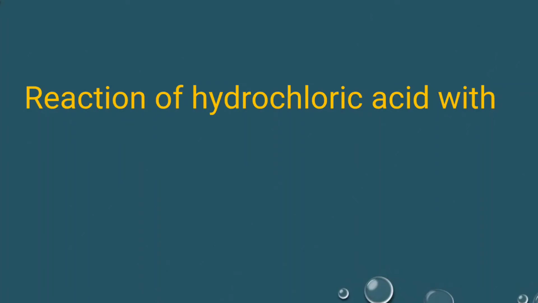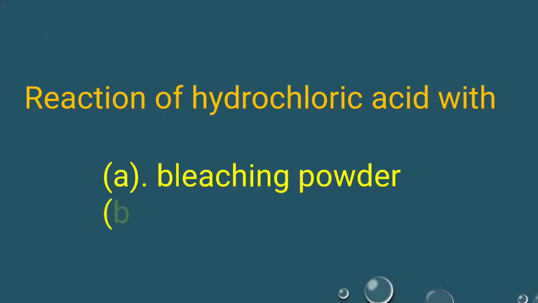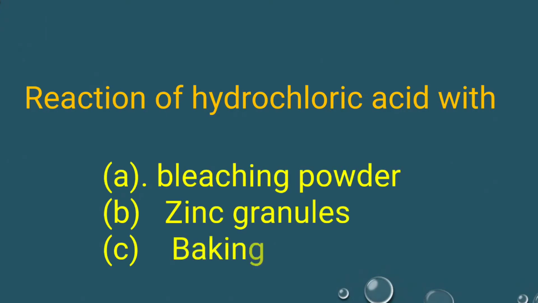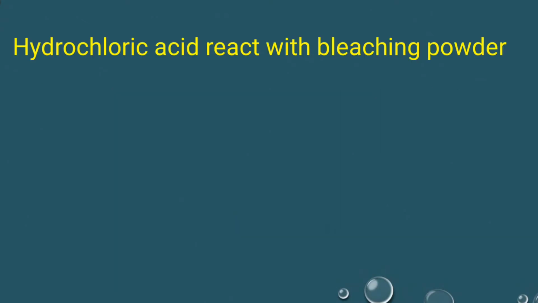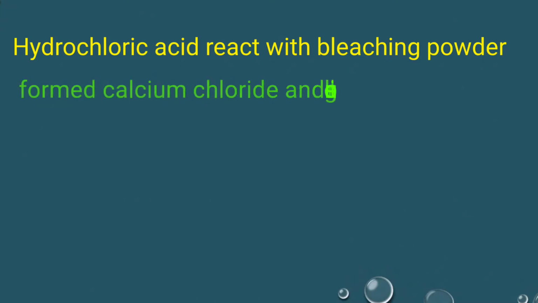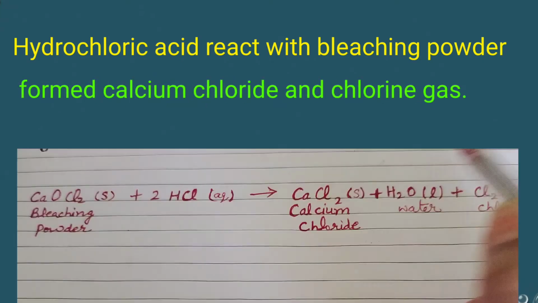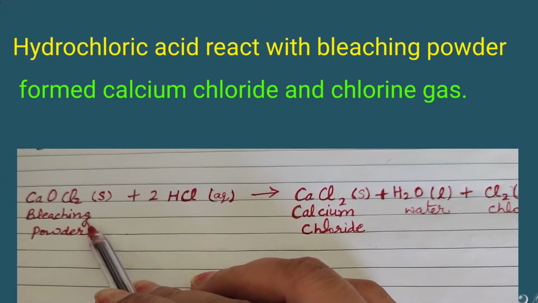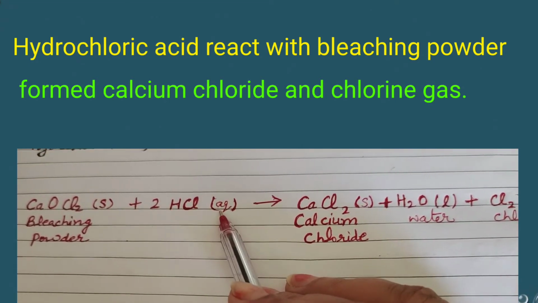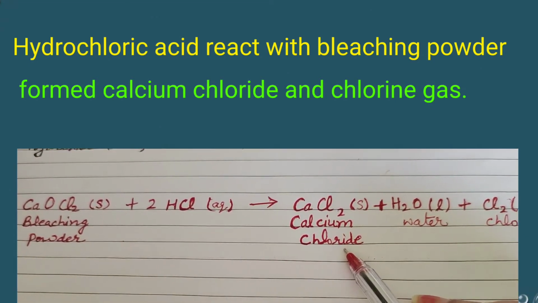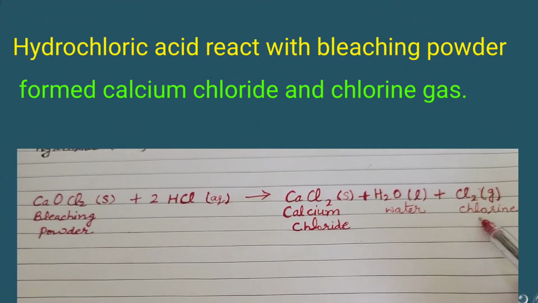In this video we discuss the reaction of hydrochloric acid with bleaching powder, zinc granules and baking soda. Hydrochloric acid reacts with bleaching powder and forms calcium chloride and chlorine gas. Bleaching powder reacts with hydrochloric acid, that is HCl, and forms calcium chloride, water and chlorine.